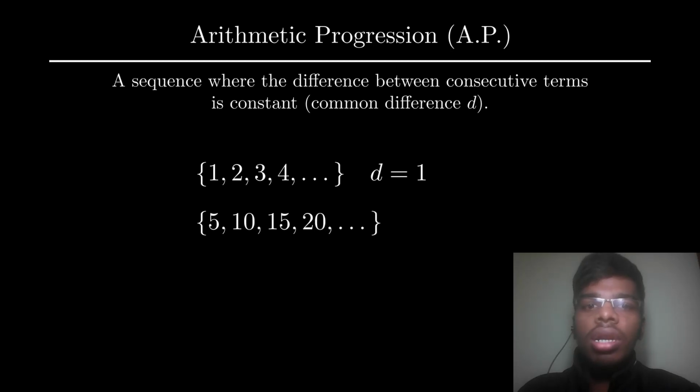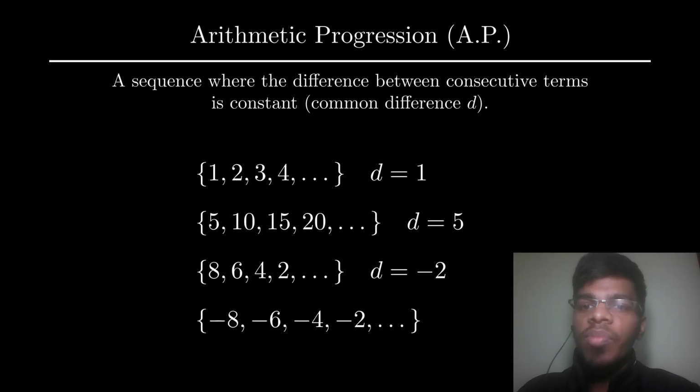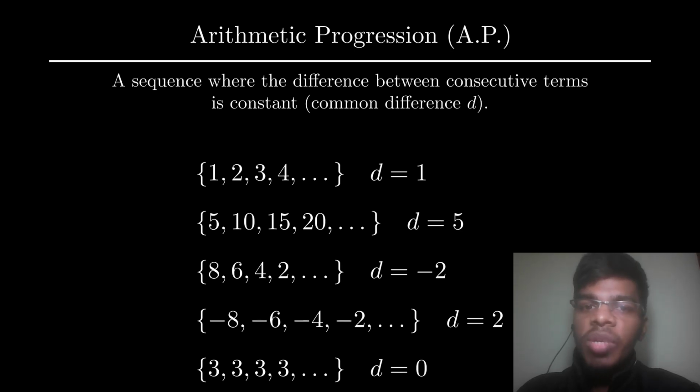Take another example: 5, 10, 15, 20. Over here A is equal to 5 and the common difference is equal to 5. Let's say we start with 8, so our first term is 8, and if the next term is 6, the difference is 6 minus 8, which is minus 2. Similarly, we could also have a list of negative numbers, like minus 8, minus 6, minus 4, minus 2. Over here the difference is minus 6 minus minus 8, which is 2. Also, a sequence of constant 2s is an AP, because the difference is constant, it is 0. So that too is an arithmetic progression.